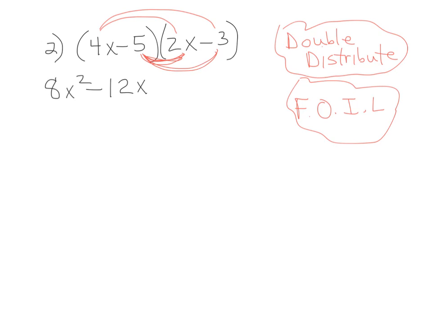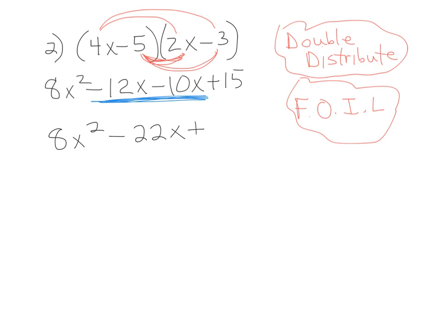So I already distributed the 4x, which is first times first, outside times outside. Now I'm doing inside times inside, and then last times last. So inside times inside, that's negative 5 times 2x, negative 10x. And then negative 5 times negative 3, positive 15. And then usually, not always, but usually there are some like terms in the middle. So I'm going to have 8x squared minus 22x plus 15.